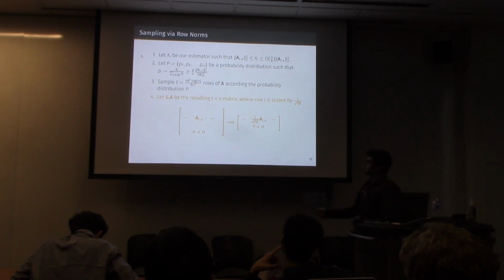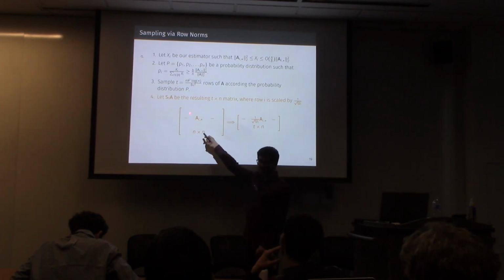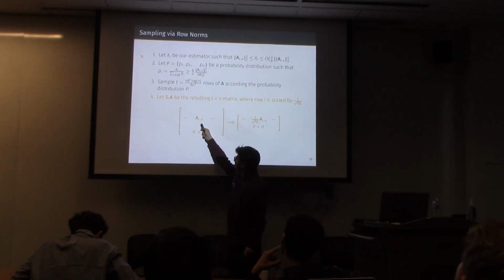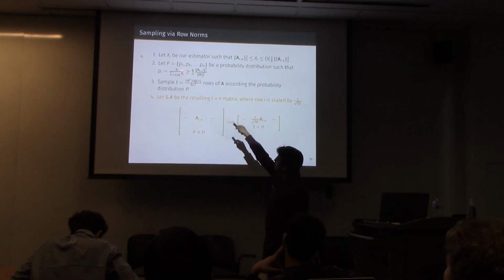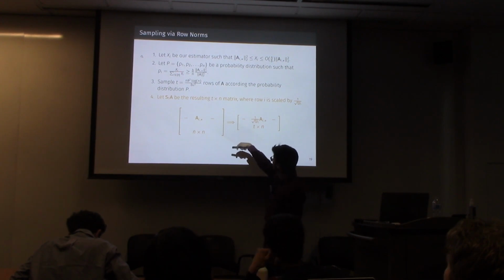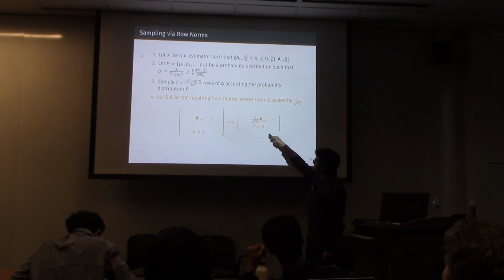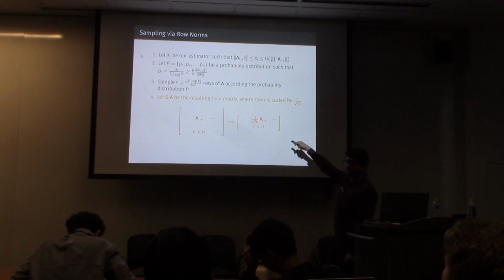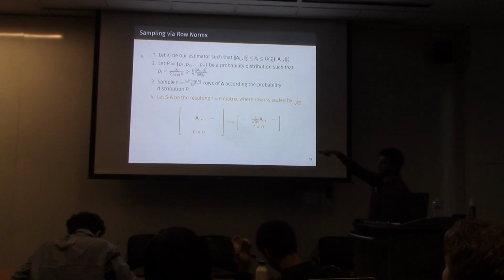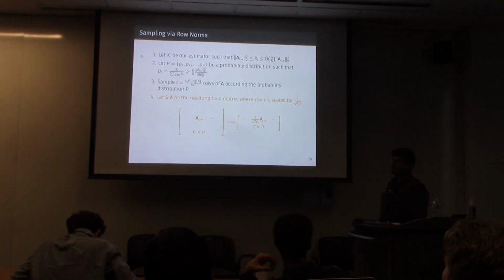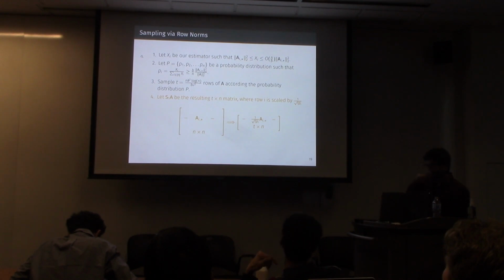What this looks like is you start off with your distance matrix. This is an N by N matrix. You sample the ith row with probability Pi. Pi is the L2 norm of the ith row divided by the Frobenius norm of the whole matrix. And you scale it by square root of T over Pi. You do this just to make this an unbiased estimator of the original matrix. And now you went from an N by N matrix to a T by N matrix. Okay, so that's good. But how does this help?